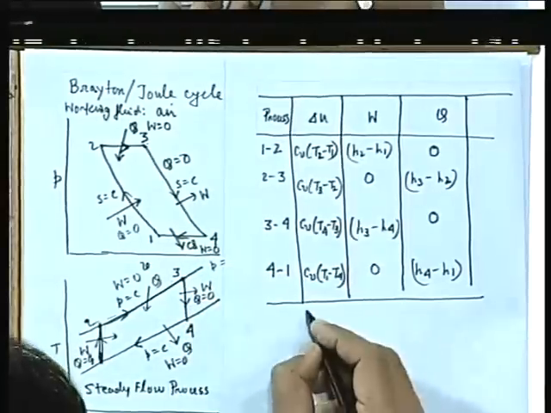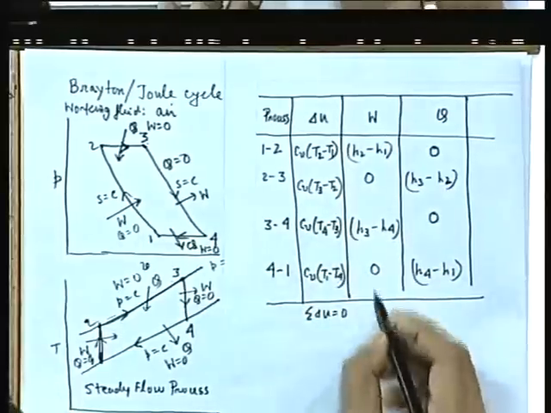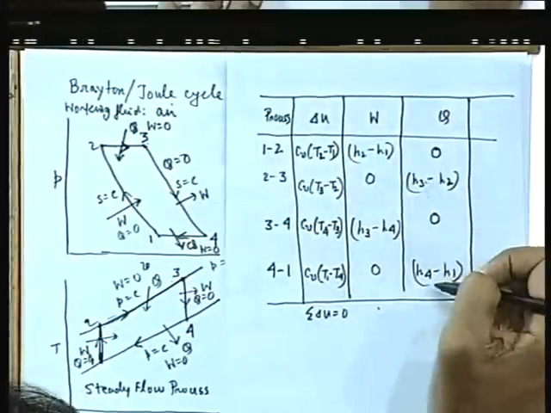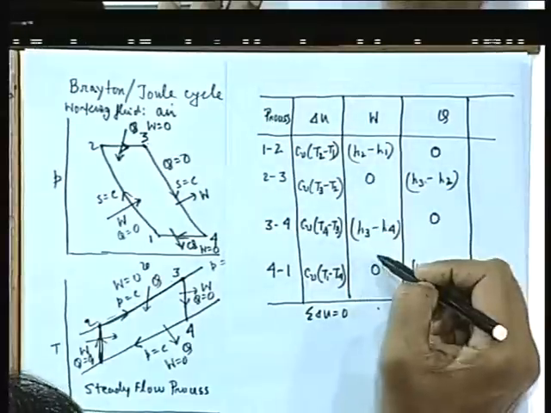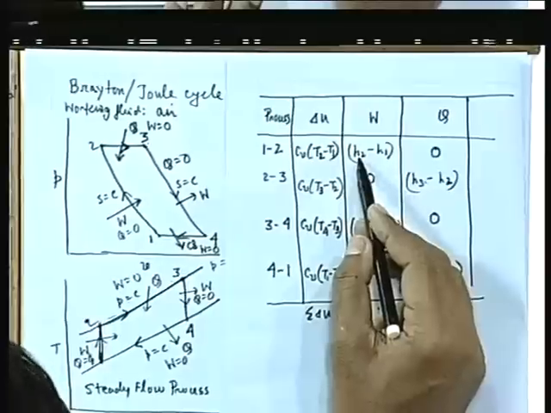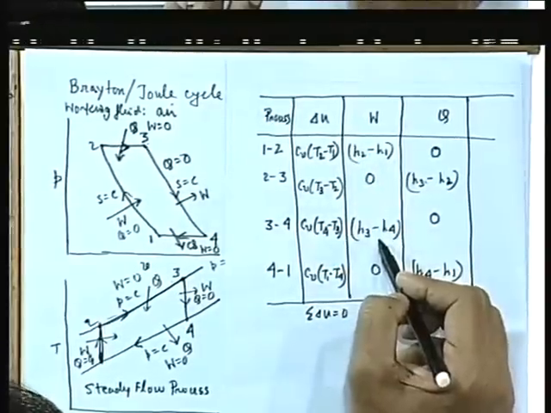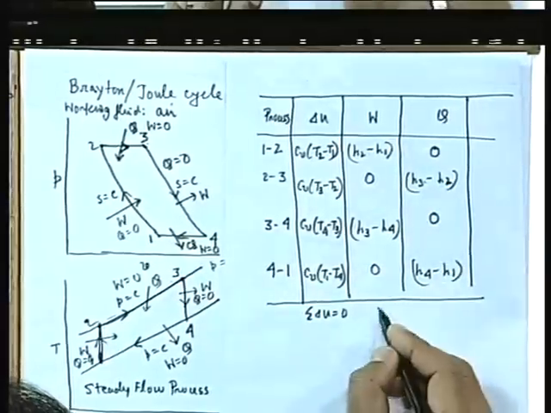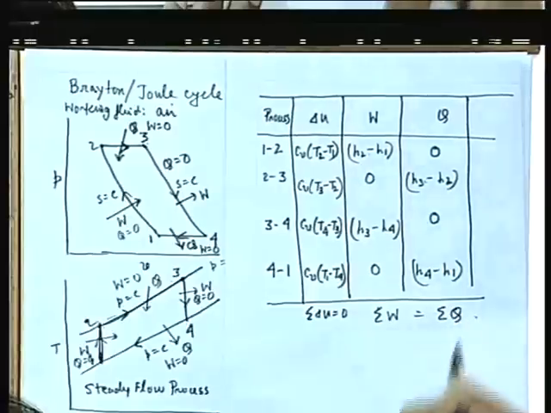Okay. Now, if you sum up the delta U, it will become 0, and if you make the algebraic sum of W and the algebraic sum of Q, they will be equal. But when you make the algebraic sum of W, you have to make one thing sure, that H2 minus H1 is negative, that means you will have to make a negative sign and then add. Similarly, in this case H4 minus H1 with a negative sign, then you will have to add, so that you can get algebraic W equal to algebraic Q.